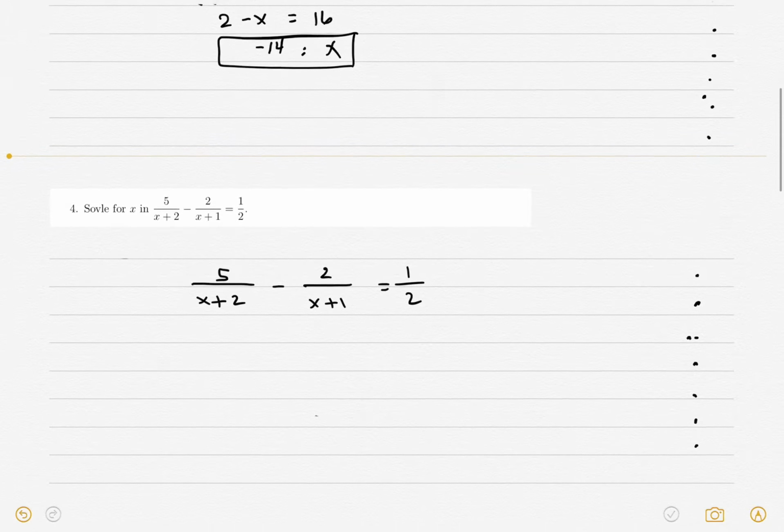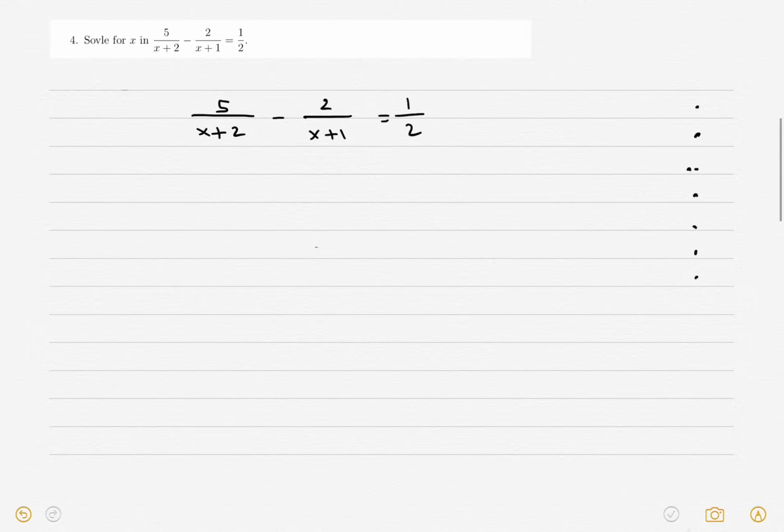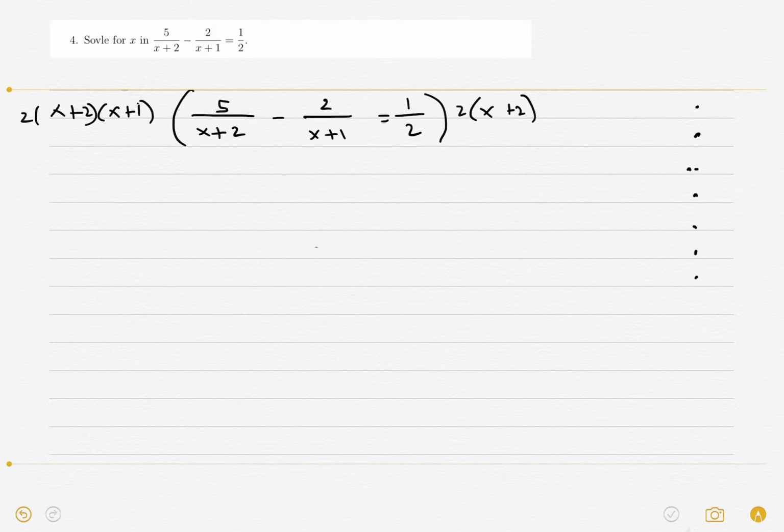So, let's go with item number 2. Sa item number 2 naman, same thing, you need to solve for x. Pero ito ay rational expressions. So, fractional siya. So, ang gagawin mo lang is, tanggalin mo yung mga denominator. Paano? You will multiply it by the denominator x plus 2, x plus 1, then times 2. Sa kabila, ganun din. 2 times x plus 2 times x plus 1.